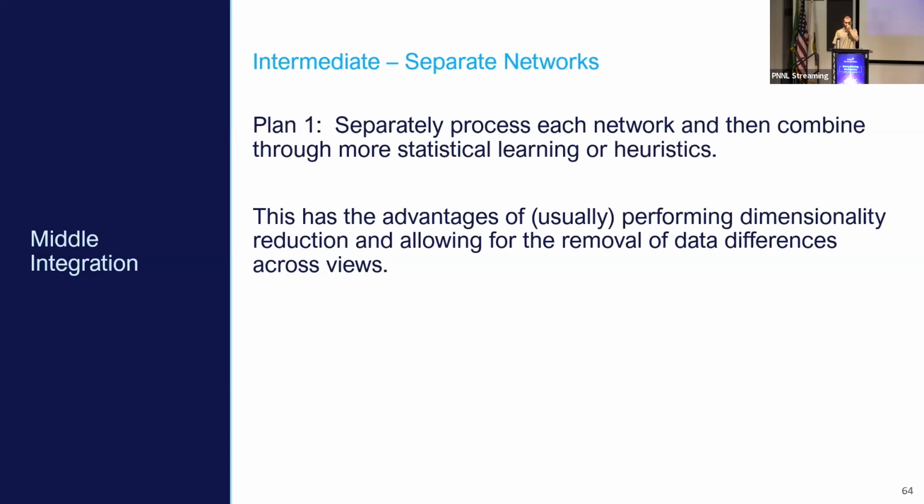So this has some good advantages that take care of some of the problems I discussed earlier. As part of that intermediate step, it can take care of your high dimensionality problem. Maybe it squishes it down to a lower dimensional space, which is more tractable. And it'll remove some of those view-specific differences in your data as part of that intermediate step.